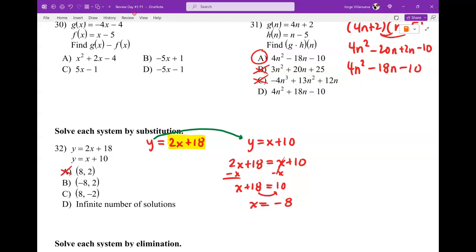It can't be this one. It can't be this one. It can't be that one. But just to solve it, just to make sure, we'll plug in a negative 8 back into the other one, right? We're going to get this answer. We're going to plug it in here. So 2 times negative 8 plus 18, that's negative 16 plus 18, which is a 2. So my point would be negative 8, comma 2.